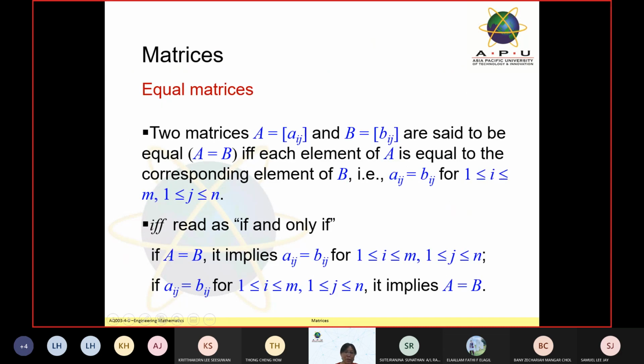Okay. Now let's move on. The next one is equal matrices. Two matrices are said to be equal. When we say equal, we're using this sign. Two matrices are equal if and only if each element of A is equal to the corresponding element of B. Okay?